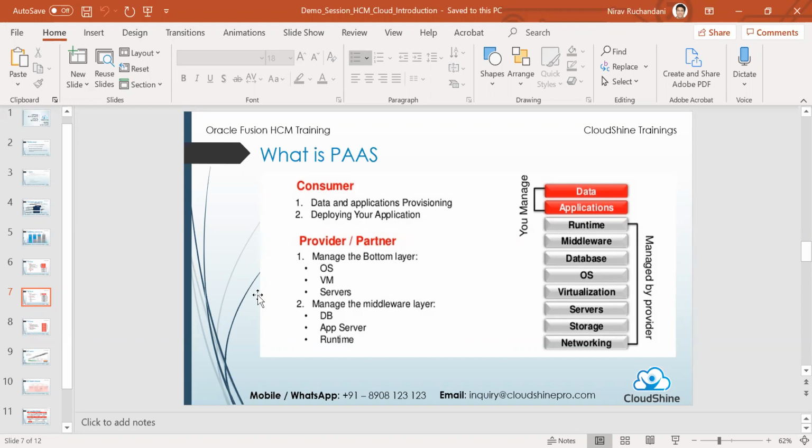As regards the additional stuff that will be there with PaaS, in addition to infrastructure as a service, will be the middleware layer. All of that will also have to be maintained by the provider or the partner. So the database, the middleware, any integrations, the application servers, all of that will essentially have to be maintained by the provider or the partner.